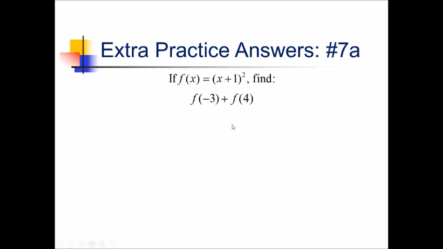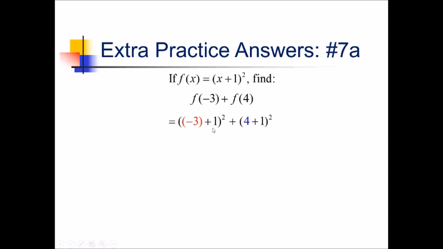For this problem, I've got this x plus 1 quantity squared f of x function going on, and I want to do f of negative 3 plus f of 4. So I'm going to kind of do these separately and then add them together. So f of negative 3, we're plugging negative 3 in for the x here. So I've got negative 3 plus 1 quantity squared. And to that, I'm going to add 4 plus 1 quantity squared.